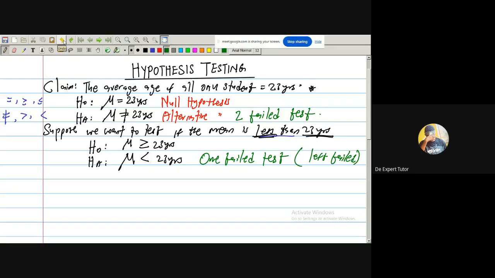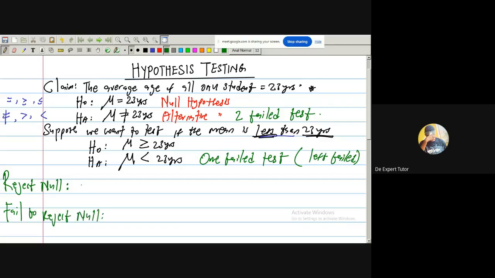If we reject the null hypothesis, what do we say? For example, if we reject the null, what do we write as our final answer? We can reject the null, or we can fail to reject the null. Either of these two.